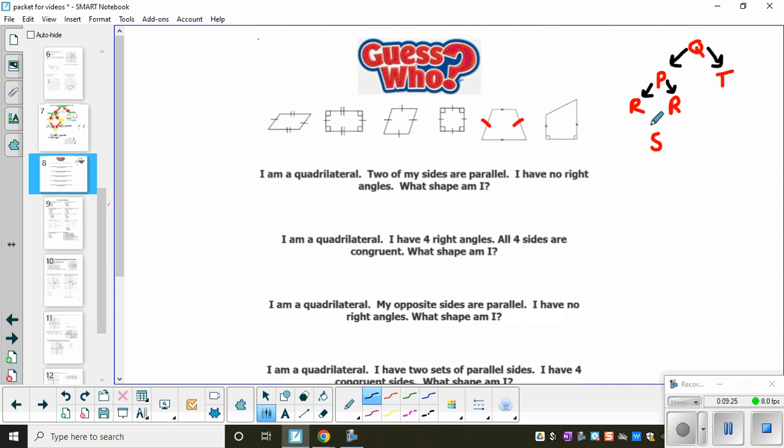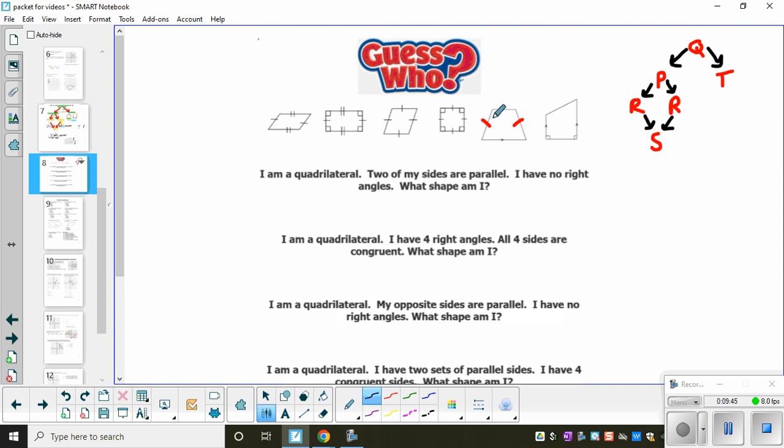Here it is again, kind of shortened up. All right, sweet. So for the first one, we're just going to figure out what shape it is. I'm a quadrilateral. Two of my sides are parallel. Now it doesn't say that I have two sets of parallel sides. It just says that two of my sides are parallel.